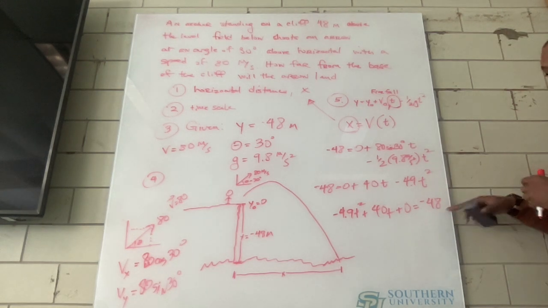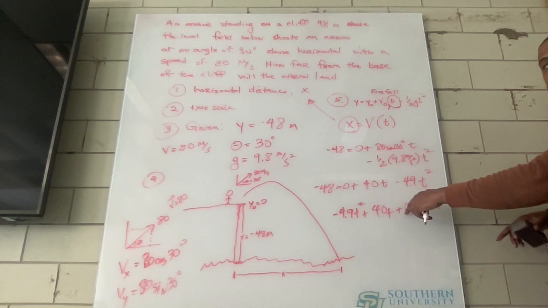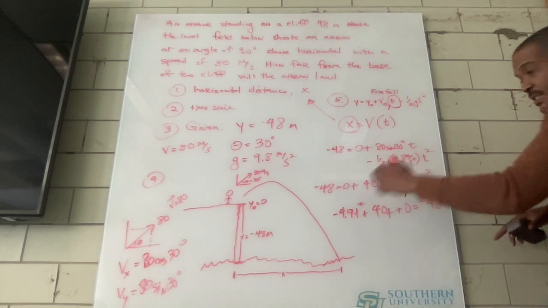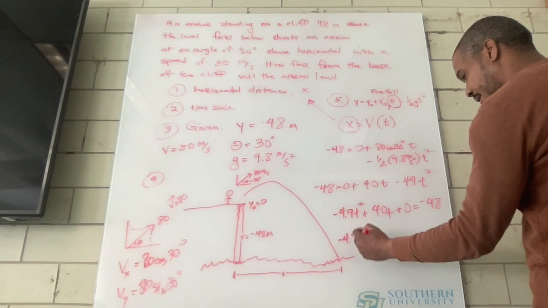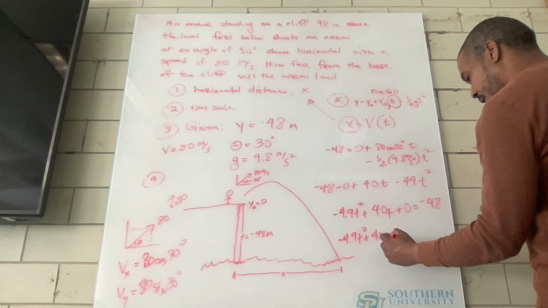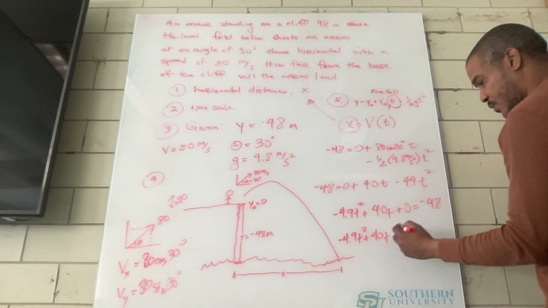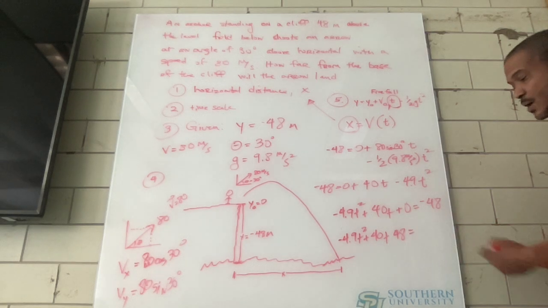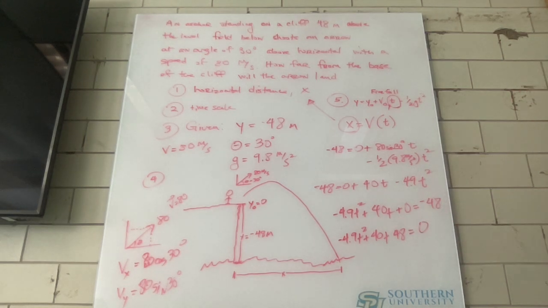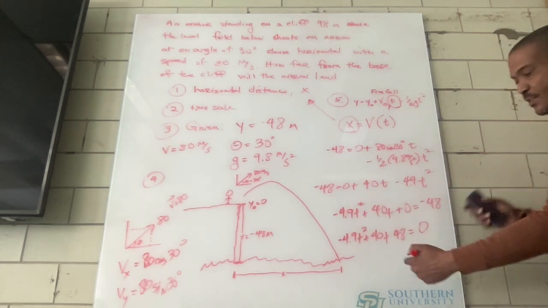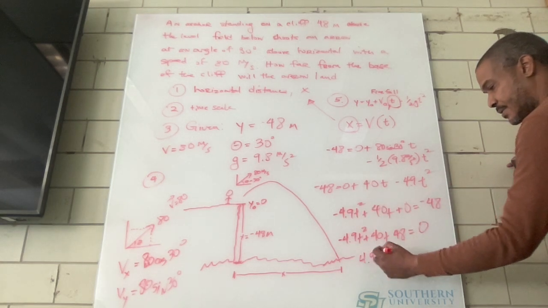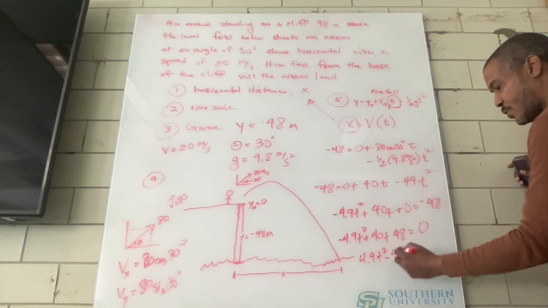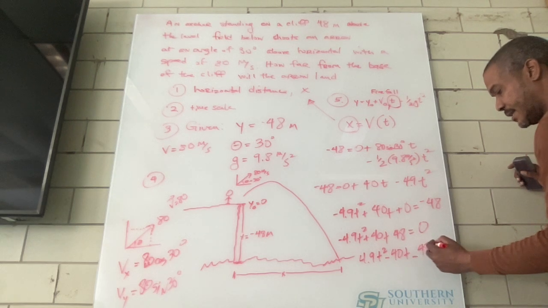So now I'm going to bring this back over, right? See that? Bring this over, so now I'm going to have what? Negative 4.9 t squared plus 40t plus what? 48. Right? That equals what? 0. Now I'm going to multiply both sides by negative 1. And when I multiply both sides by negative 1, that changes that to what? Positive 4.9 t squared minus 40t minus 48 equals 0.